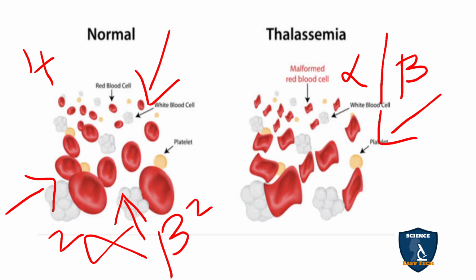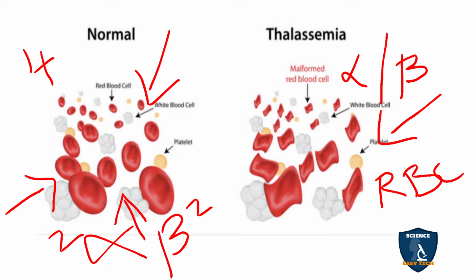So this leads to anemia. What happens? Because only one of alpha or beta is present, the RBC is destroyed. So due to the destruction of RBC, what happens?